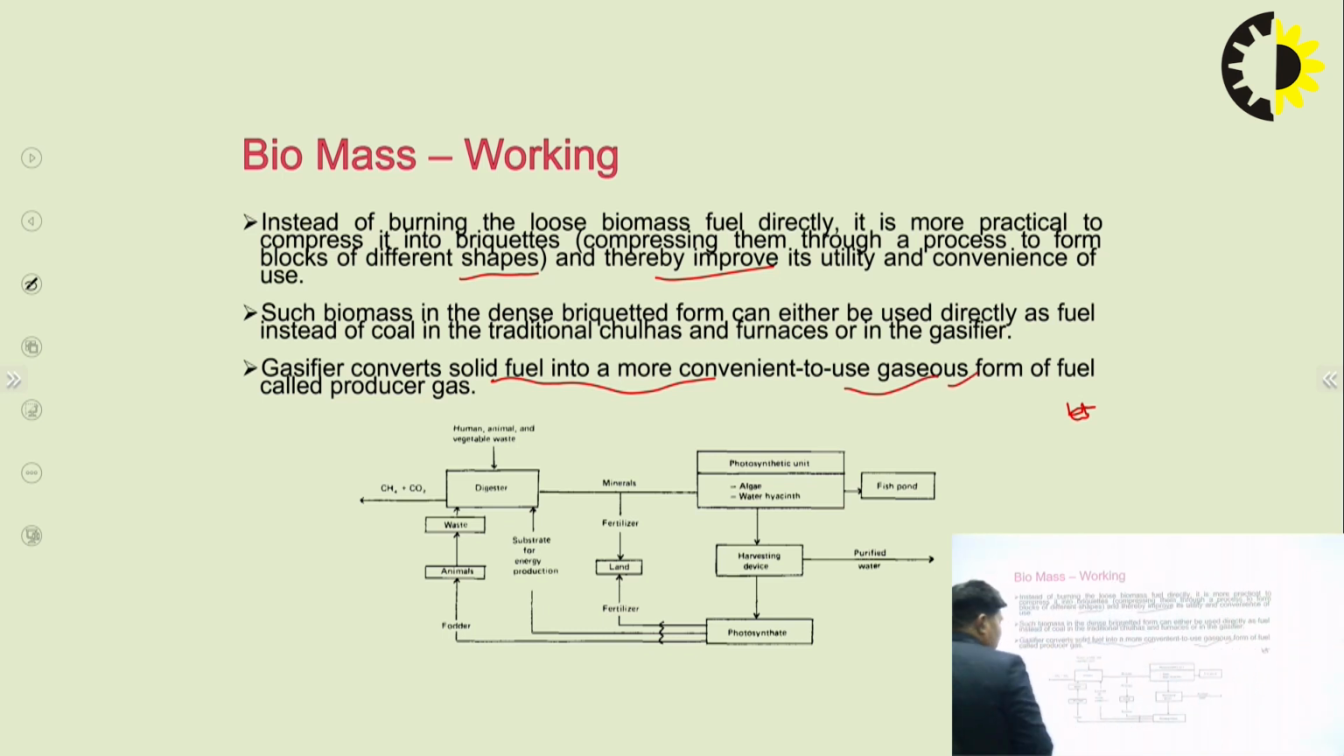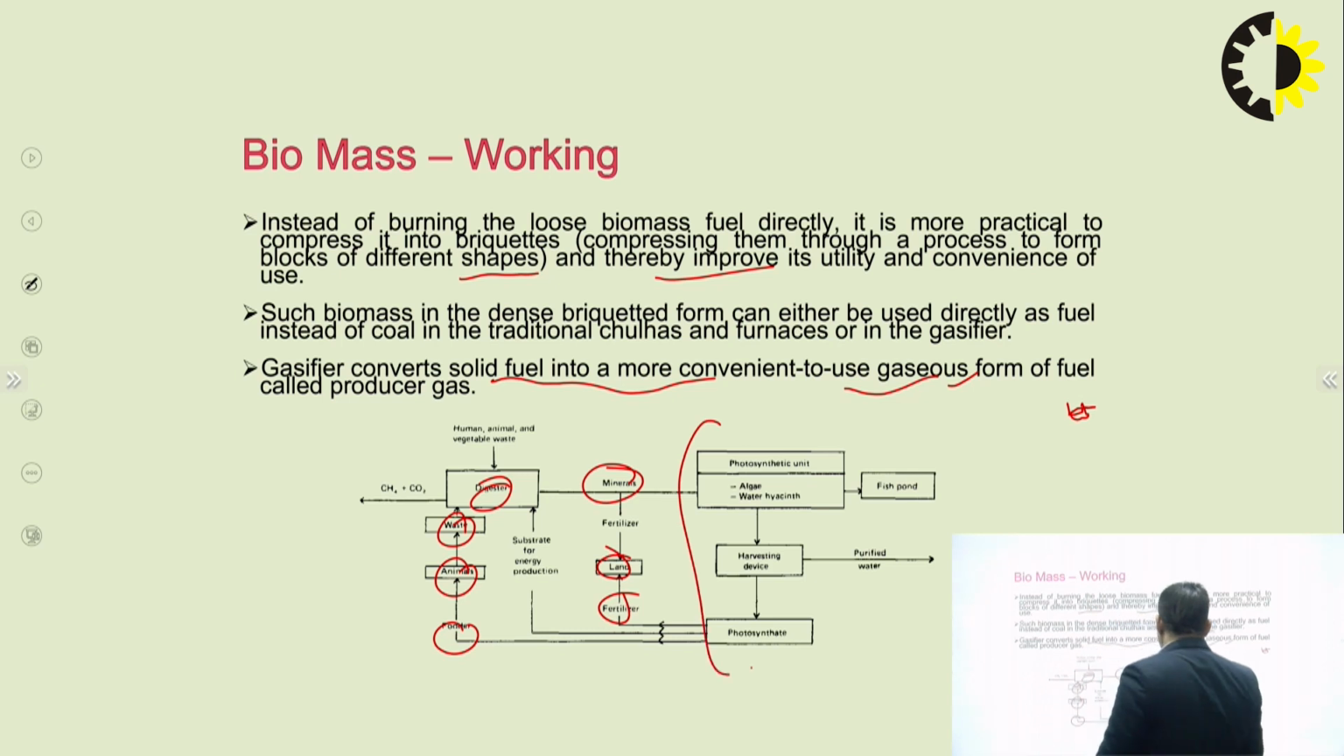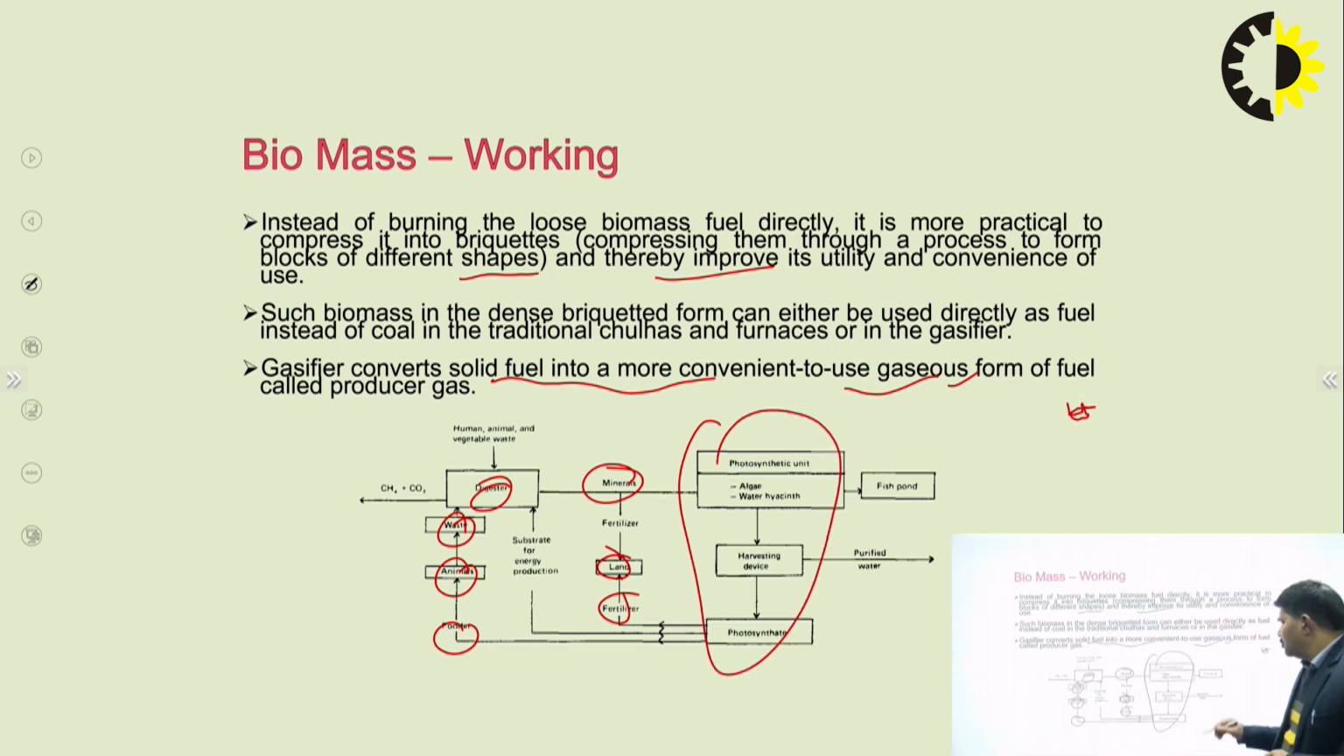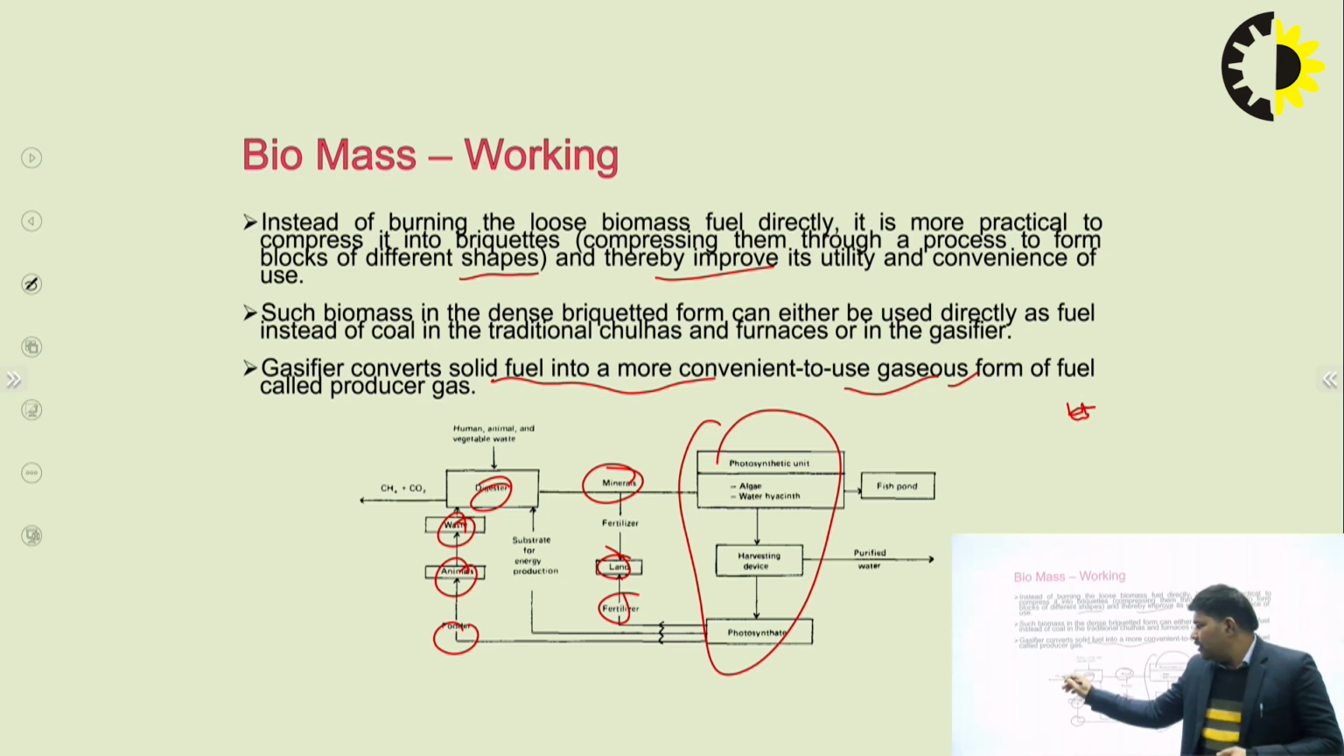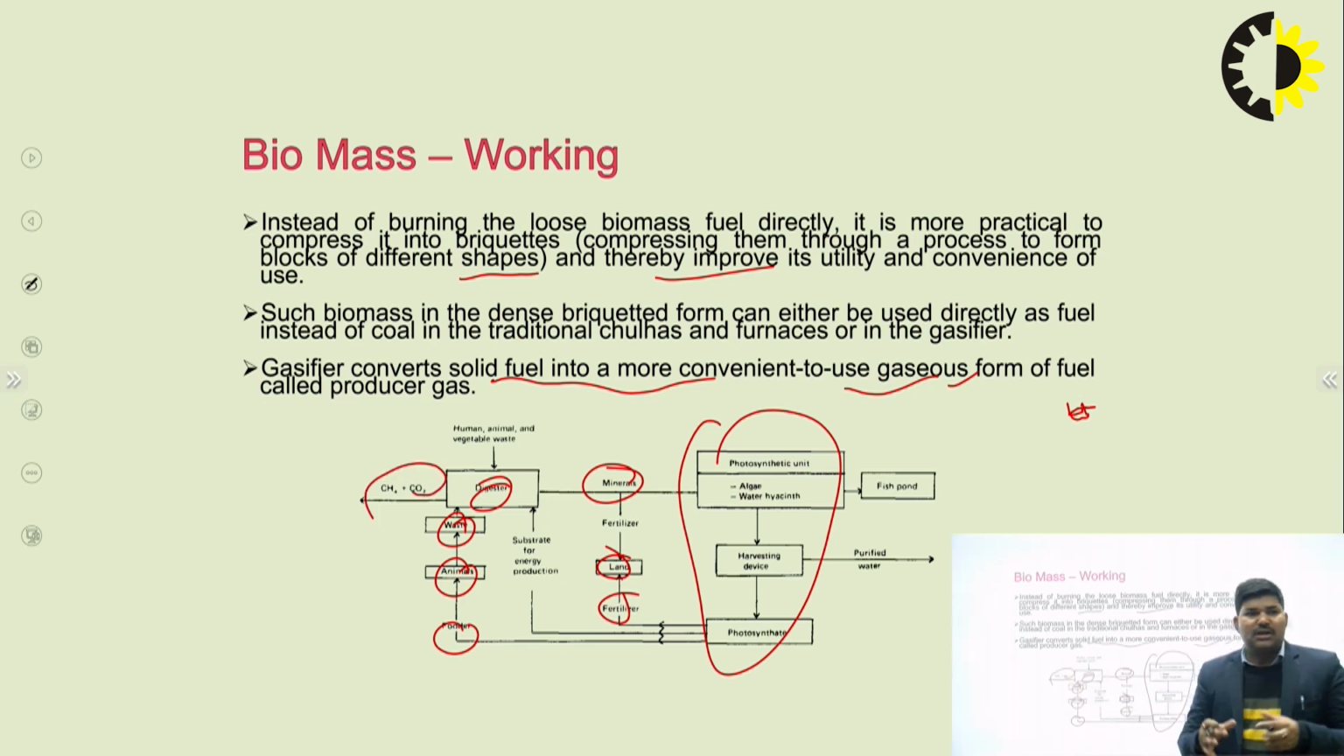You can see from this figure that there is a digester, some wastage here, then animal, then fodder, fertilizer and land. The photosynthesis is going on for this, so the photosynthesis units and the harvesting devices are required. Then there is a fish pond, we can add purified water, and after that CH4 and CO2. So this combination is how the biomass system works.